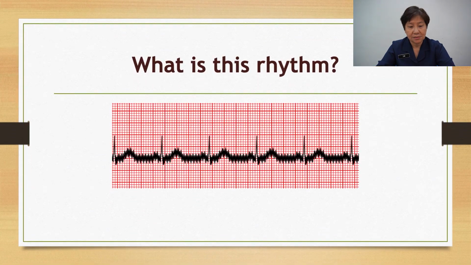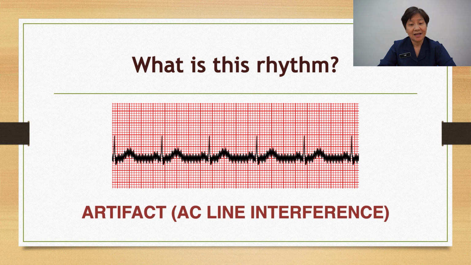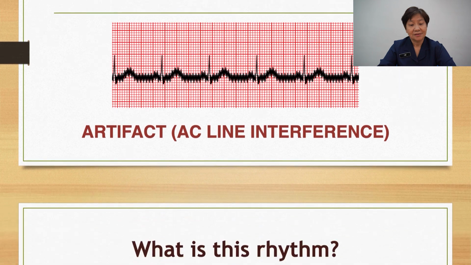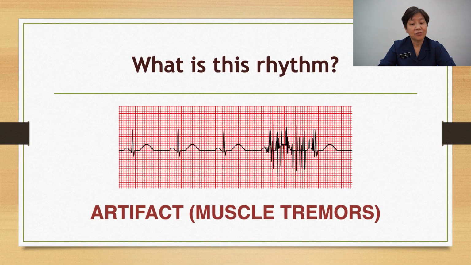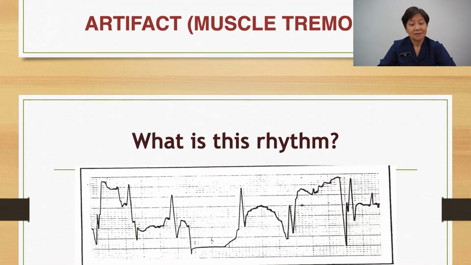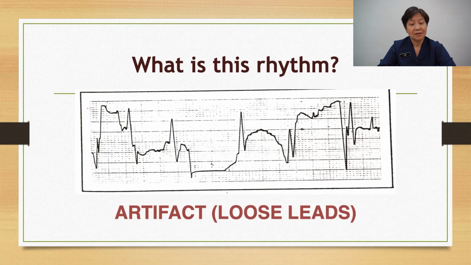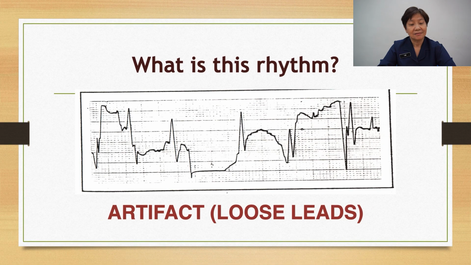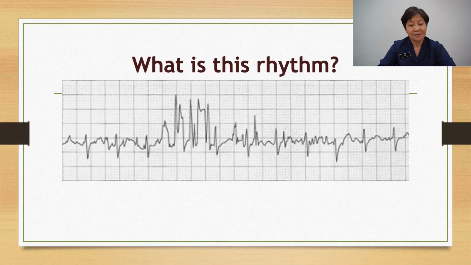Okay, next. Okay, artifact. Few types of artifact for you all to learn. This is due to AC line interference. Next, this is due to muscle tremors. And this is due to loose leads. Last is the artifact due to biotelemetry. Some of the patients need to be monitored on telemetry. So when they move around, you might have this artifact over there.